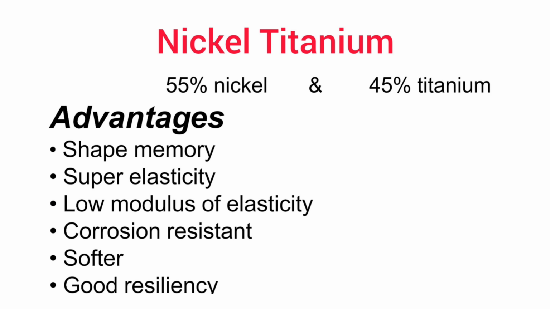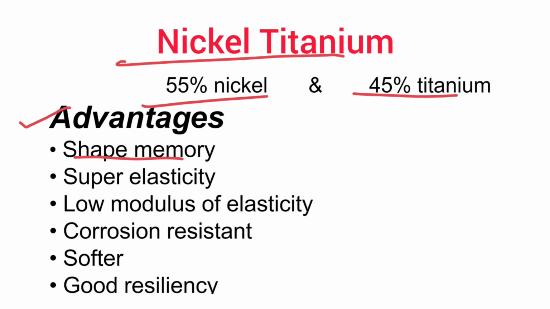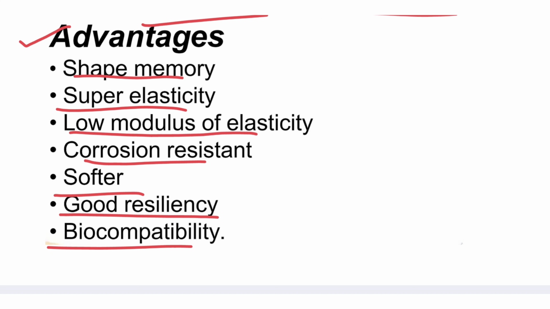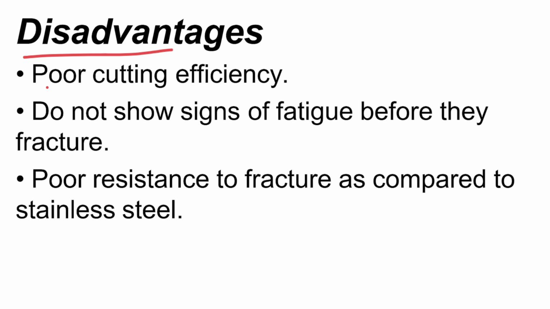Now let us see what is nickel titanium and why Protapers are made up of nickel titanium. These Protapers are made up of 55% nickel and 45% titanium. The advantages are shape memory, it can come back to its original shape, and super elasticity, so it can easily follow the canal curvatures. It has a low modulus of elasticity. It is also corrosion resistant and softer, it has good resiliency and it is very much biocompatible.